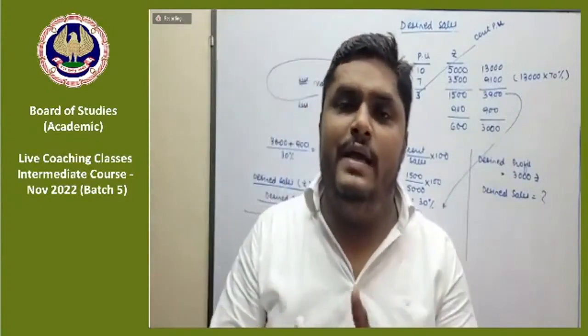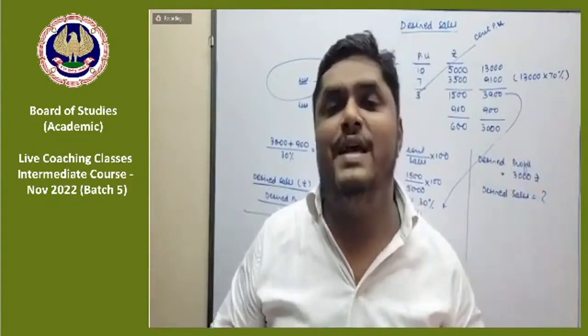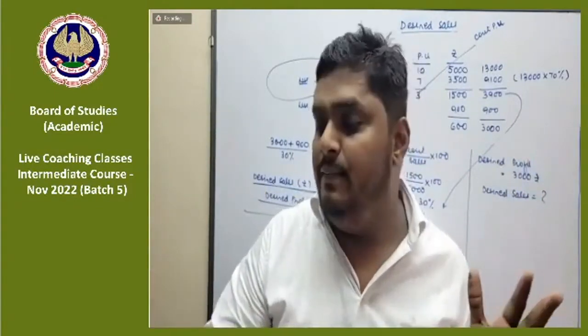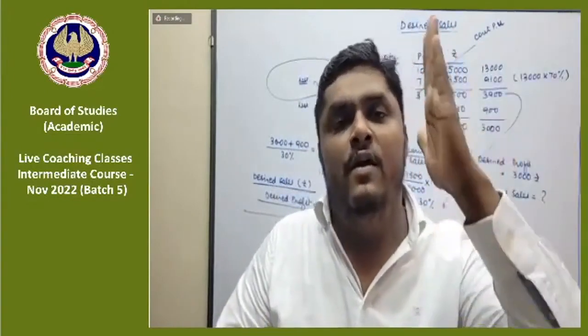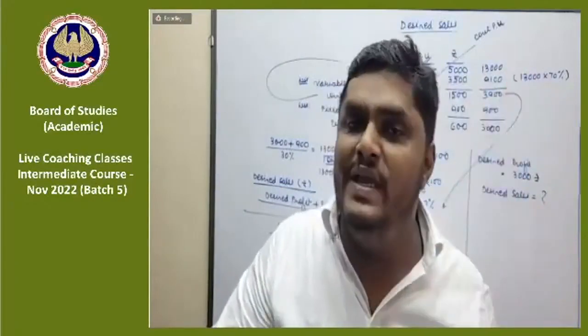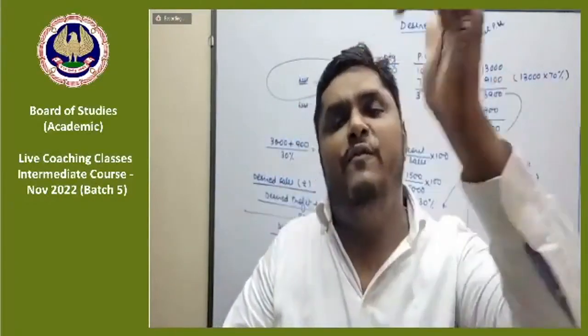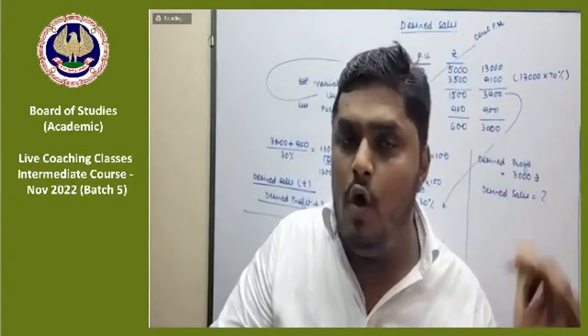If the examiner asks how the formulas are derived, I have explained in detail. If the examiner asks for desired sales, very simple: fixed cost plus desired profit divided by PV ratio for rupees. Fixed cost plus desired profit divided by contribution per unit for units. So please copy this explanation.